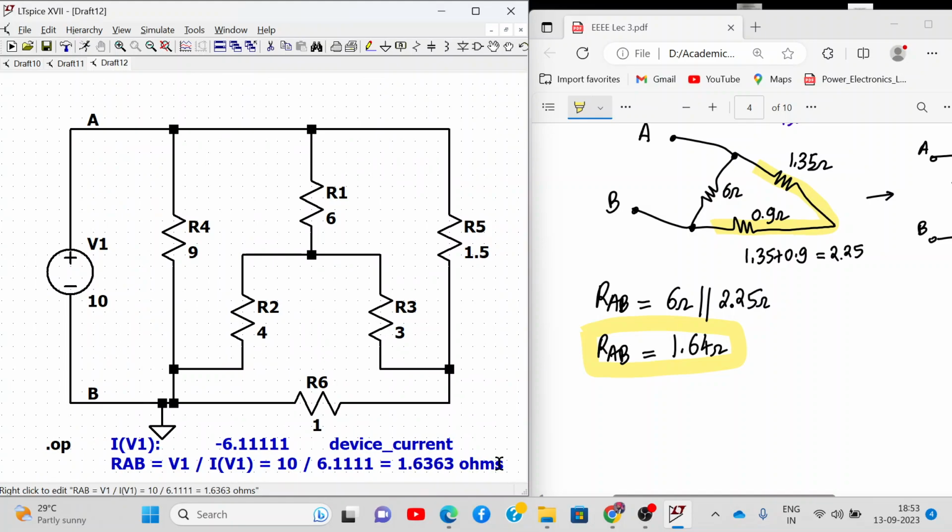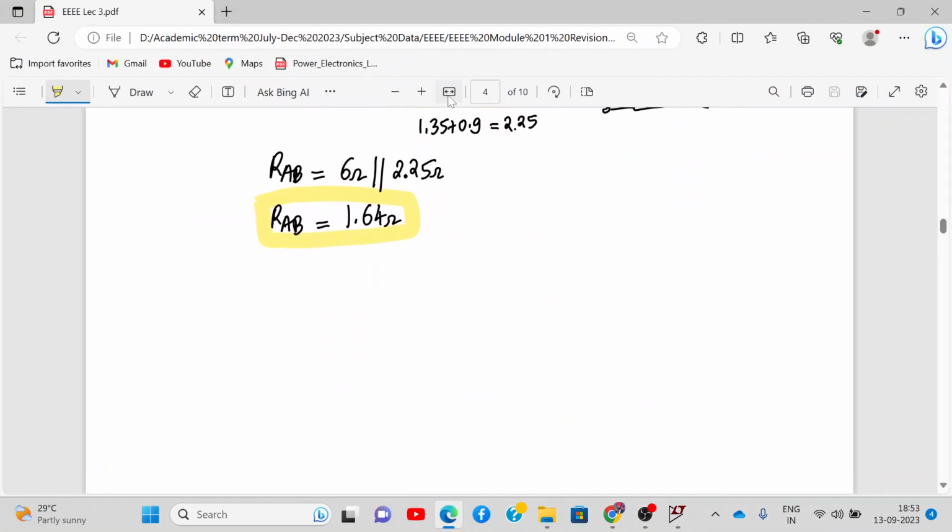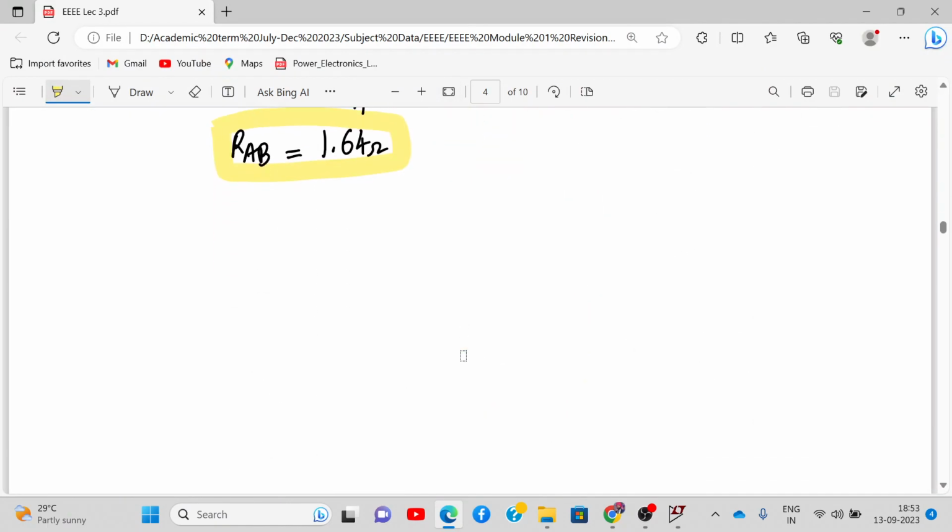So in this way, we can check any linear circuit, any resistive circuit, any linear circuit consisting of resistors, voltage sources, and current sources. Easily check the answer in LTspice. Now I'll give you the last numerical for homework, so you can solve it on your own and test the concepts. So kindly note down the numerical.